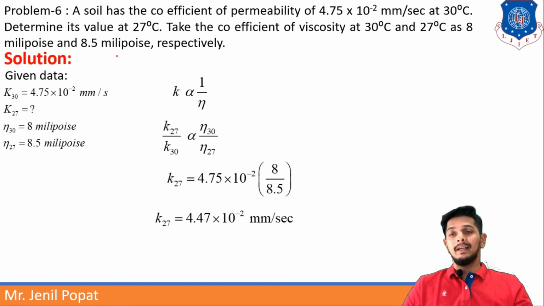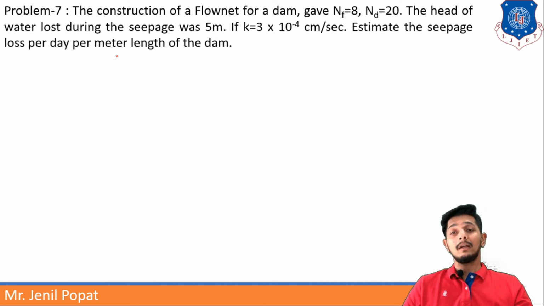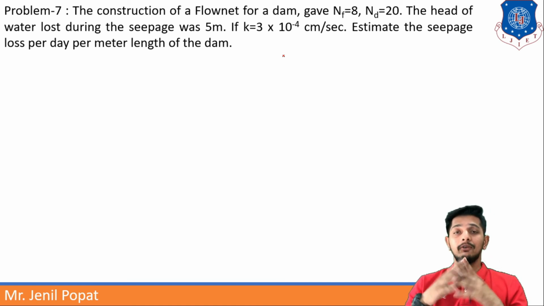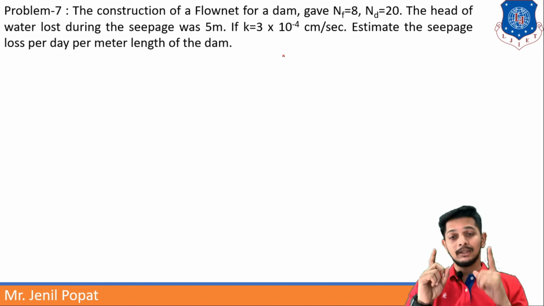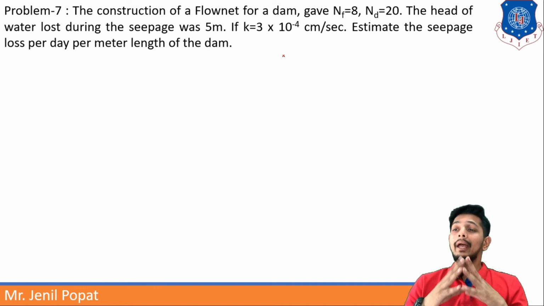Let us move to next numerical problem 7. The construction of a flow net for a dam gave NF 8 and ND 20. The head of water lost during the seepage was 5 meter. So we have a flow net. From that, NF is given as 8, ND is given as 20, and the head of water lost during seepage was 5 meter. So head loss is also given. If K is equal to 3 into 10 raised to minus 4 centimeter per second, estimate the seepage loss per day per meter length of the dam.